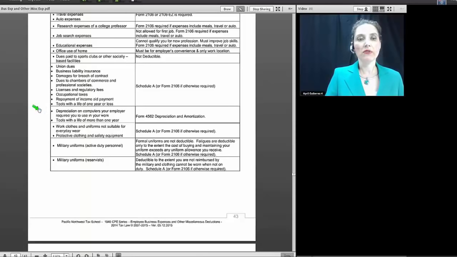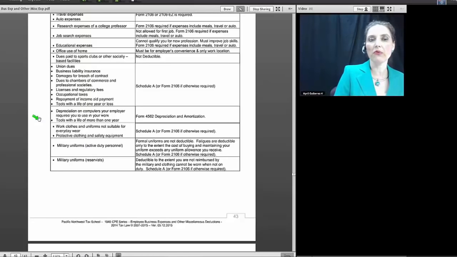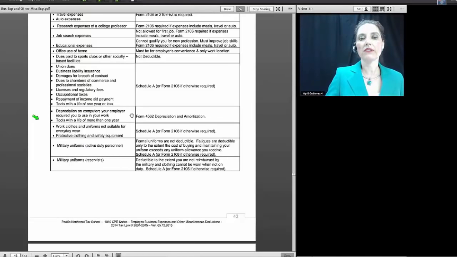Depreciation on equipment or computers that you buy, or larger tools costing over a couple hundred dollars that have a useful life of more than a year, is figured on Form 4562. The deduction that you figure will either carry to Schedule A or on to 2106 if it is otherwise required.